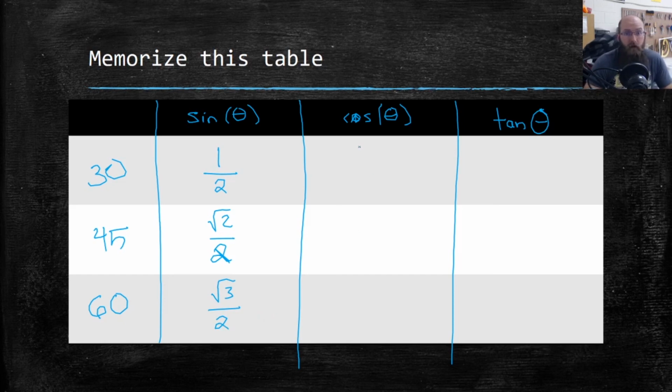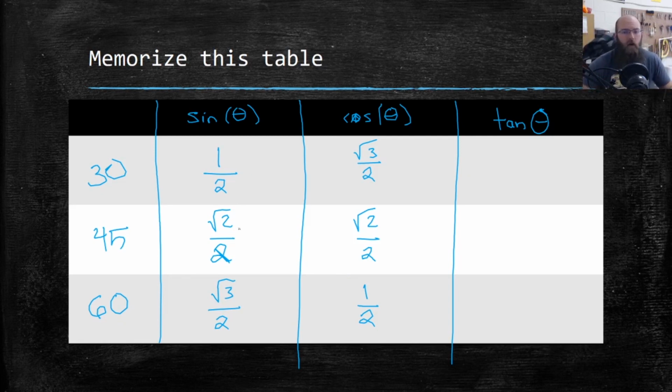Cosine is a little bit different. It's actually the reverse of that. So cosine of 30 is always going to be square root of 3 over 2. Cosine of 45, still based on those special triangles, is going to be square root of 2 over 2. Then we go down and look at cosine of 60. It's going to be 1/2. So sine and cosine are opposites of each other. Sine is getting bigger, and cosine is getting smaller as we go down.